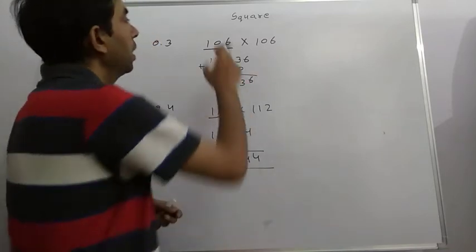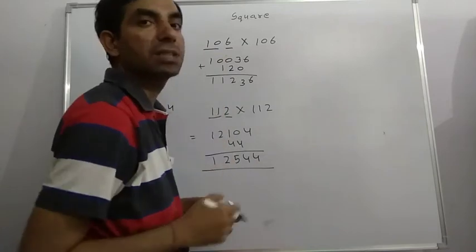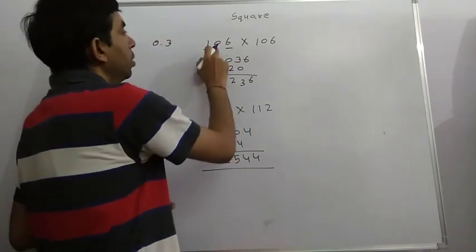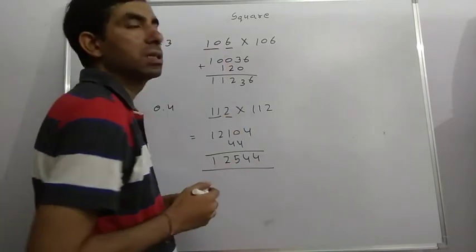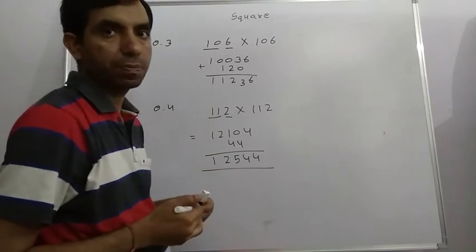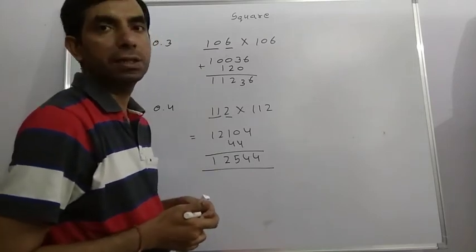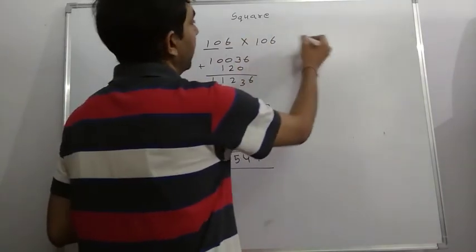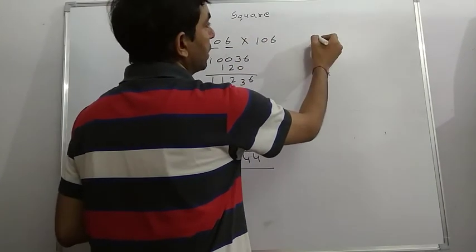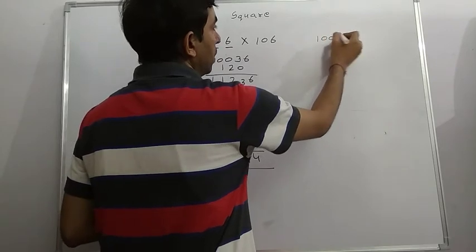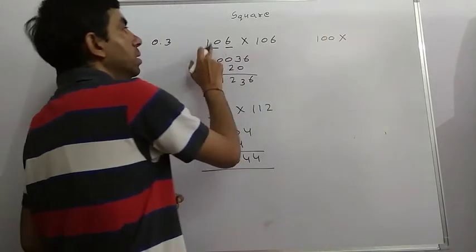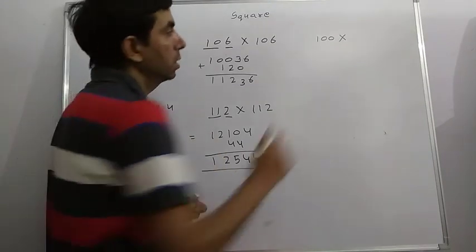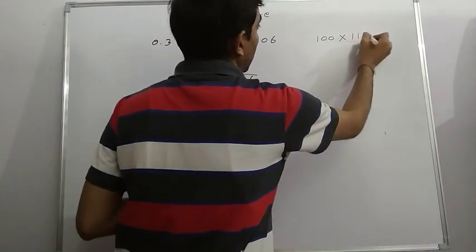Every time we can find the square of any number in less than 5 seconds. Let's start with the second method. If we want to find 106 squared by the second method, we see that 106 is near to 100, with difference 6. So we subtract and add 06 from 106. First we subtract 06 from 106, which is 100. Then add 06 to 106, which is 112.